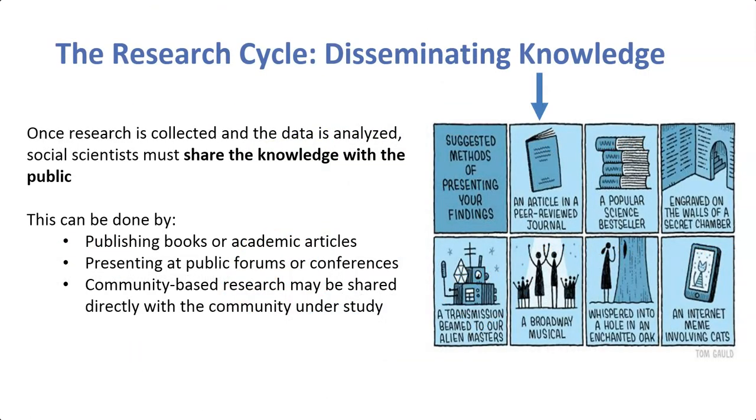At this stage, once research is collected and the data is analyzed, social scientists must share the knowledge with the public. This can be done in a variety of ways. It can be done by publishing books or academic articles, presenting at public forums or at conferences, or if you've conducted community-based research, it's shared directly with the community that you've studied.